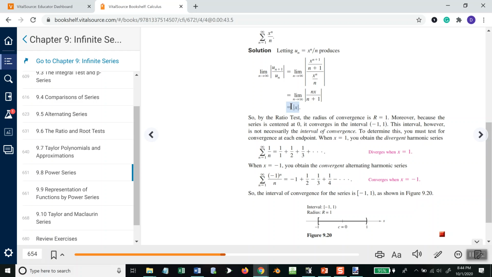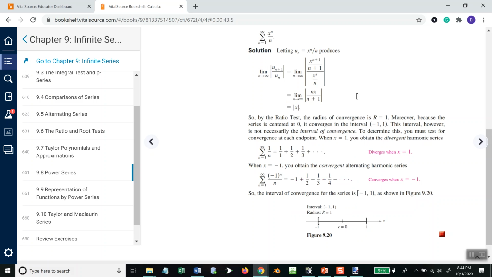Like here, we come up with an example, and it's equal to the absolute value of x, which you said is less than 1, so your radius is 1. So you know it's converging from -1 to 1. However, you don't know about the endpoints.